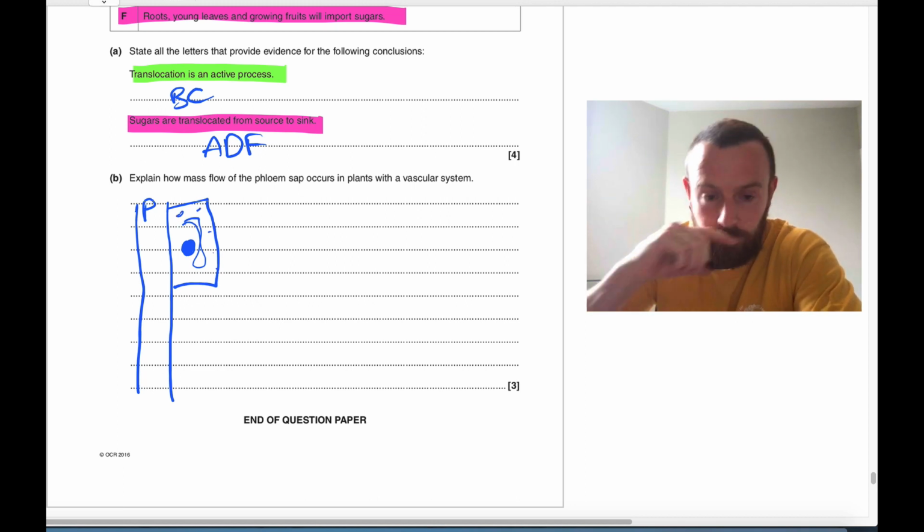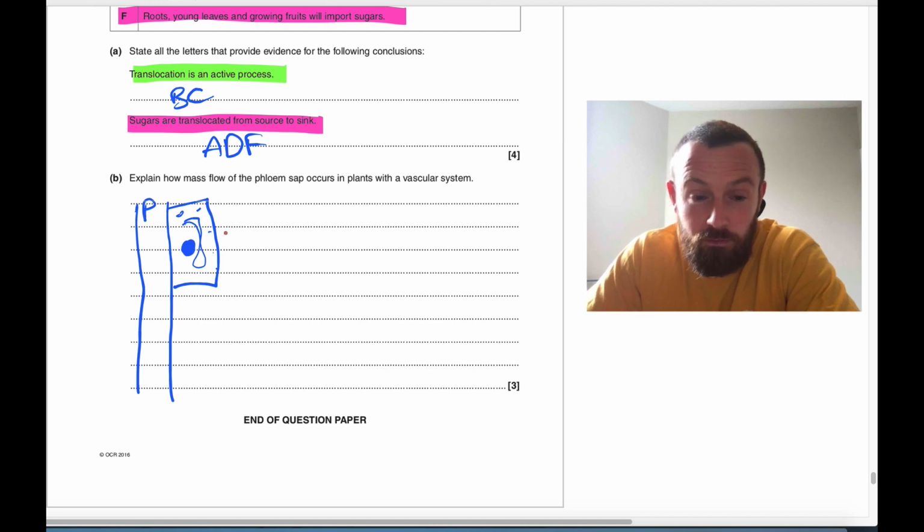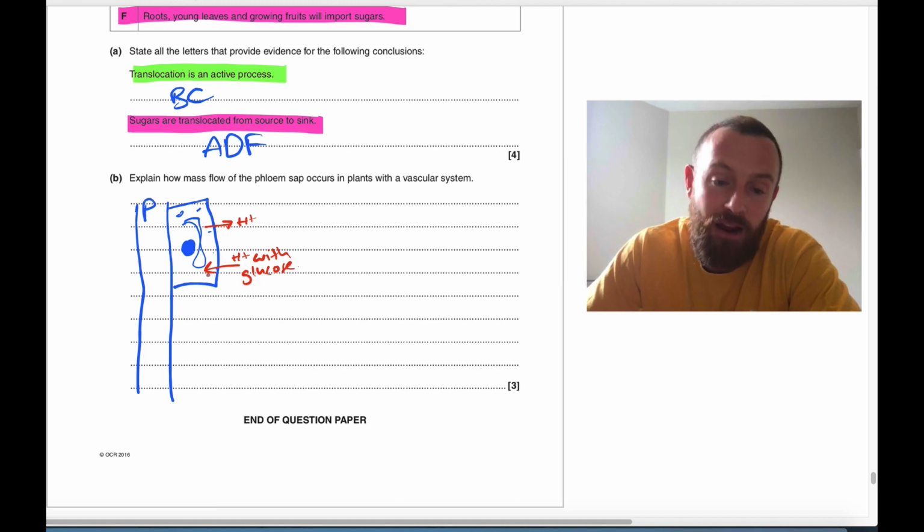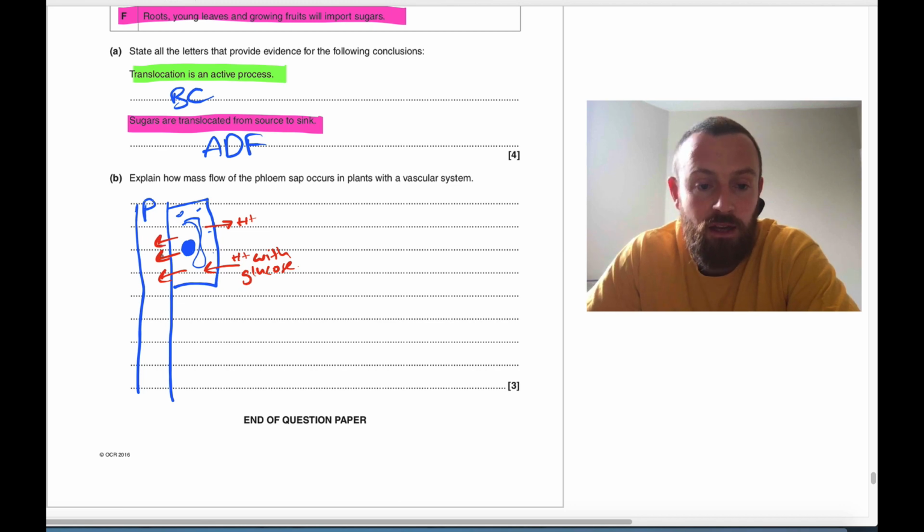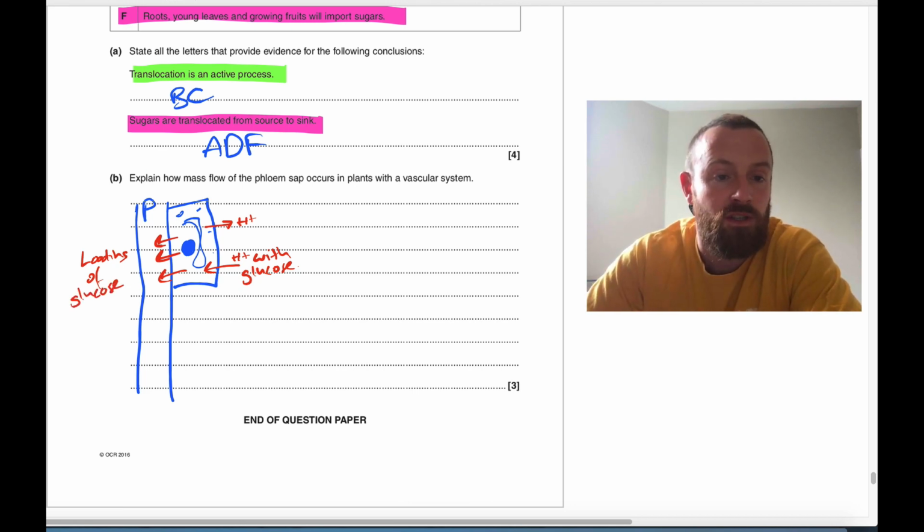Okay, so what happens? The companion cell, first of all, actively pumps out H+. I think that's right. Then the H+ goes back in with glucose. Okay, this is called co-transport. So glucose is carried back into the companion cells. Now that glucose diffuses through the plasmodesmata into here. So we have loading, okay, active loading of glucose here. What happens when you put lots of glucose in a place? Well, water follows via osmosis.